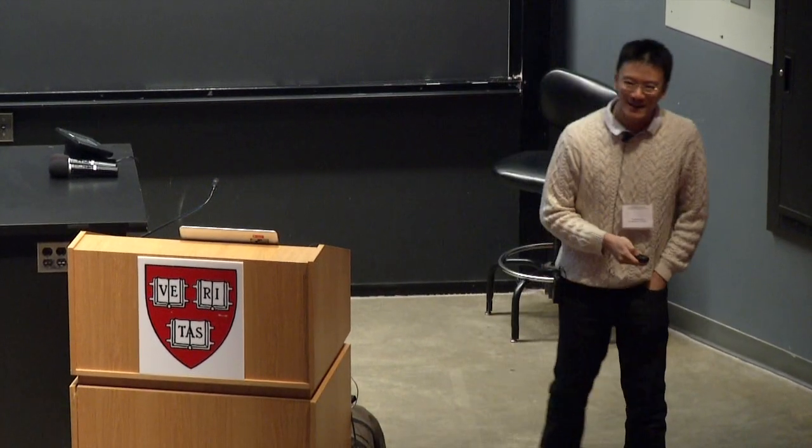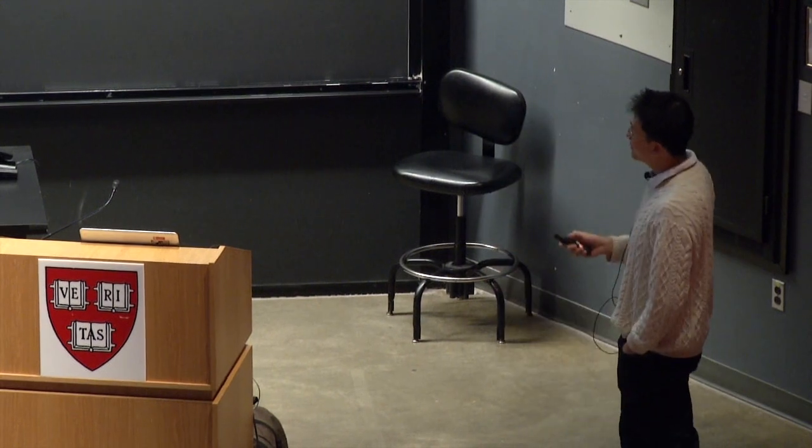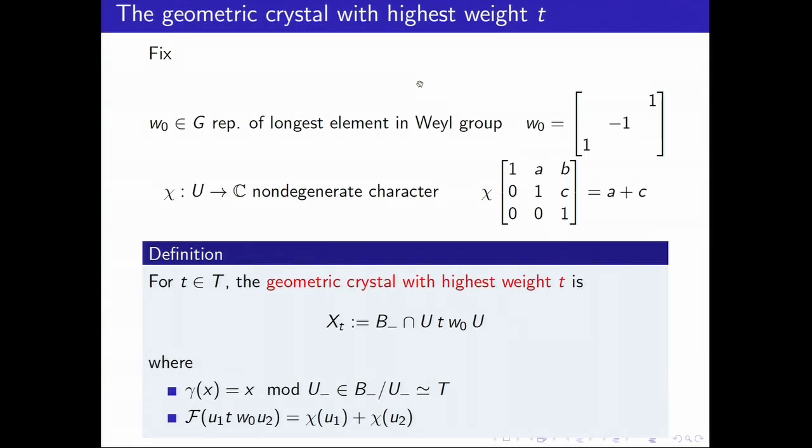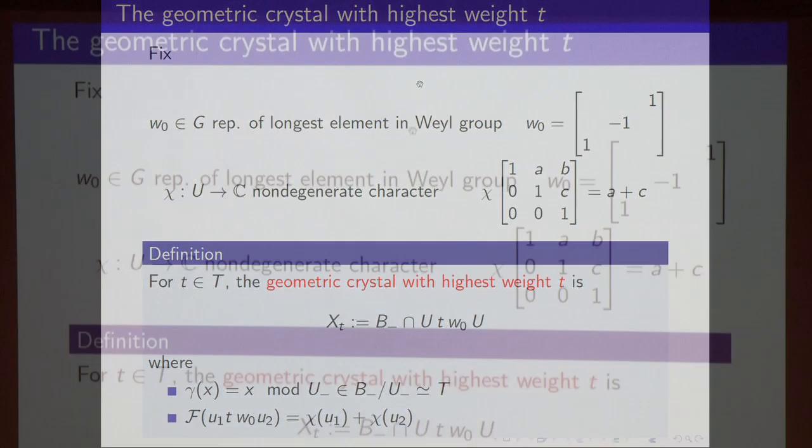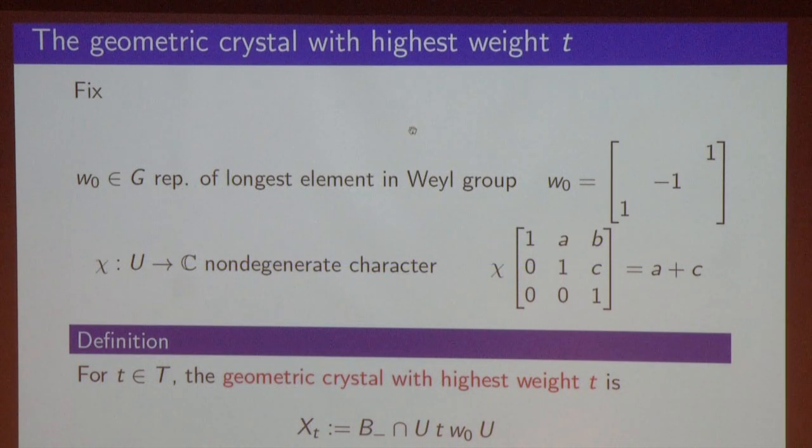But there's no hope to write down all the axioms and discuss them, so I'm not going to try to do that. Instead, I'm going to give the definition of one particular geometric crystal. So to do that, I'm going to fix some additional data. So first, I fix a representative of the longest element in the Weyl group. If you don't know what that means, it basically means a matrix which corresponds to the longest permutation, so the anti-diagonal matrix. And I'm also going to fix a non-degenerate character of the unipotent.